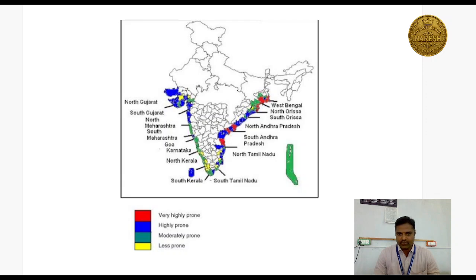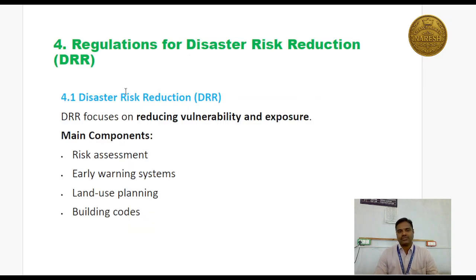And finally, this is the total surface coastal area which is exposed to the water. The red color shows the very high prone areas, blue color shows high prone, moderately prone is shown in green color, and less prone is the yellow color, which is away from the coast, or you can say just near to the coastal area. So these are the regulations for disaster risk reduction.